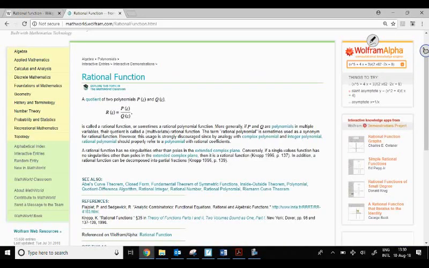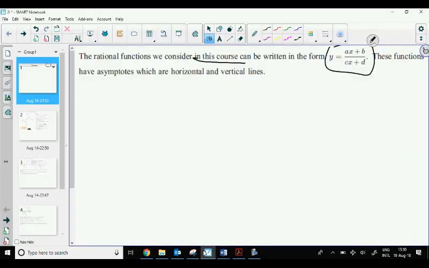Just a quick Google will tell you that a rational function is actually a quotient of two polynomials. So what we see here is an example of a rational function. It is a quotient of two polynomials, but they do not need to be linear. Okay, so that's a big point I have to make right off the bat.